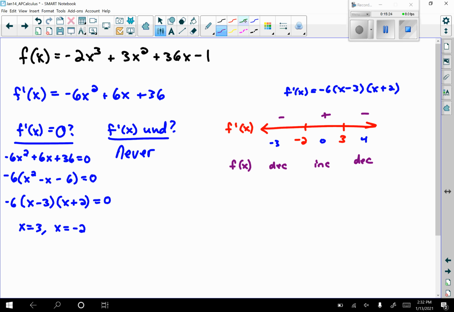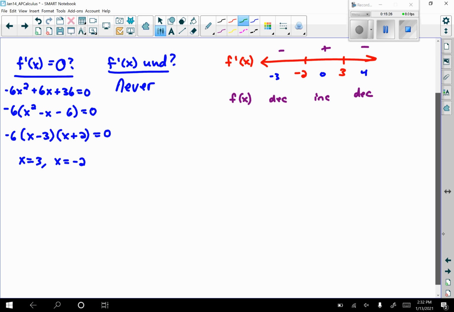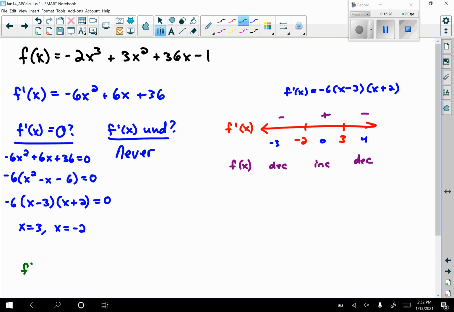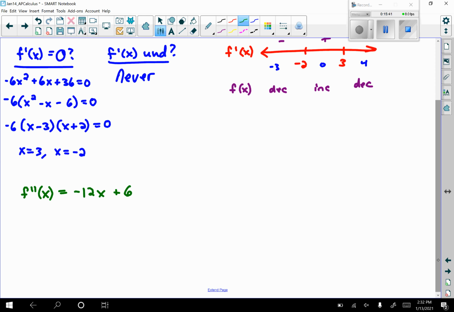Now let's go through our second derivative. So we're looking at this to take the derivative of once more. So we'll get a negative 12x plus 6, so that's nice. We're going to ask ourselves our same two questions about our second derivative. Where is f double prime, our second derivative, equal to 0?